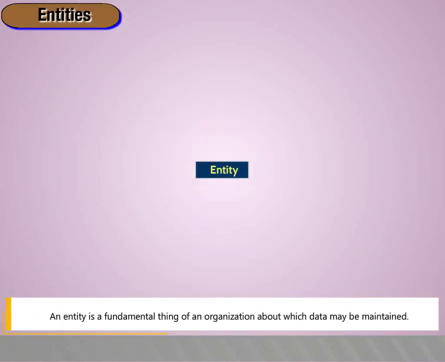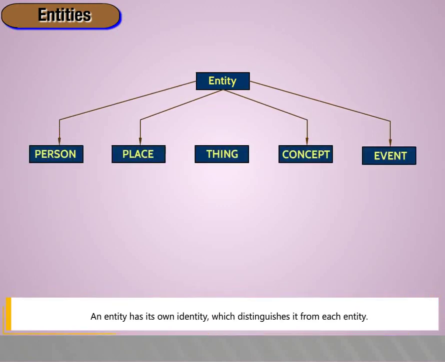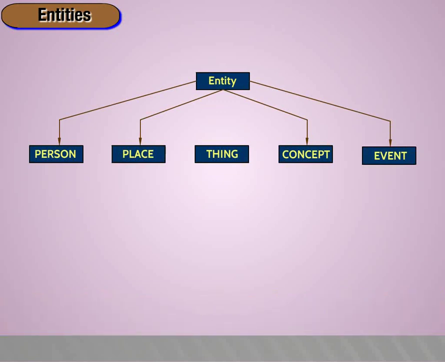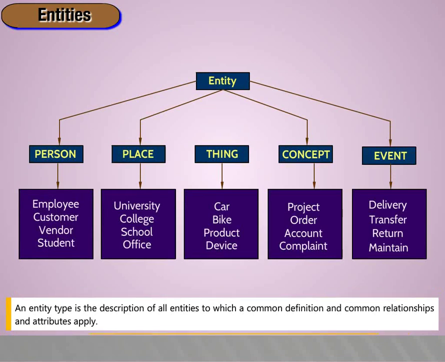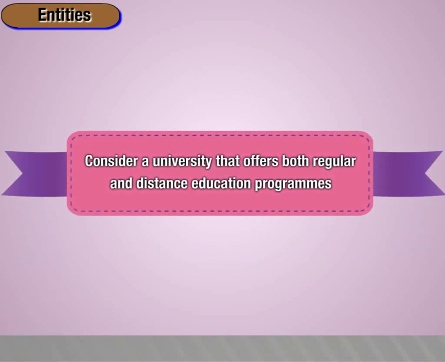Entities. An entity is a fundamental thing of an organization about which data may be maintained. An entity has its own identity, which distinguishes it from each other entity. An entity type is the description of all entities to which a common definition and common relationships and attributes apply. Consider a university that offers both regular and distance education programs.